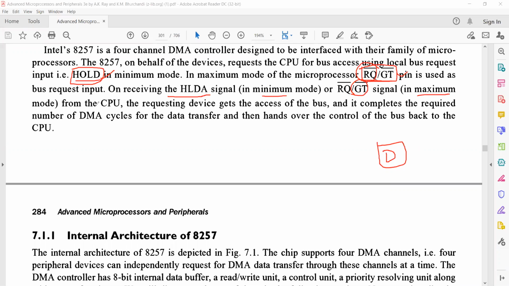From the CPU, the requesting device gets access of the bus and completes the required number of DMA cycles for the data transfer, and then it hands over control of the bus back to the CPU. This is exactly what the DMA process means.